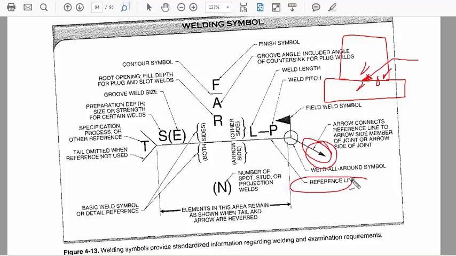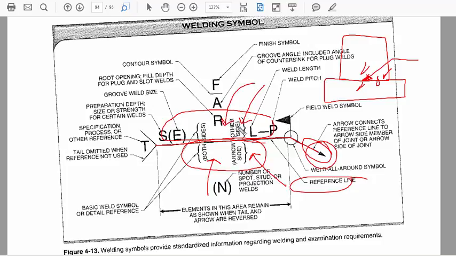Now, our reference line, which is this horizontal line right here, attached to the arrow, is a crucial component in terms of what it represents. What is, let me say it this way, what is above the reference line and what is below the reference line. One of the most common things that people will make mistakes on is misinterpreting the information provided up here versus what's provided down here. And what we're meaning to say is information down here means that it's occurring on the arrow side, and information up here is occurring on the other side of what the arrow is making contact with.